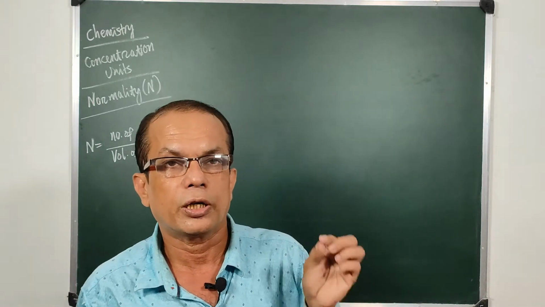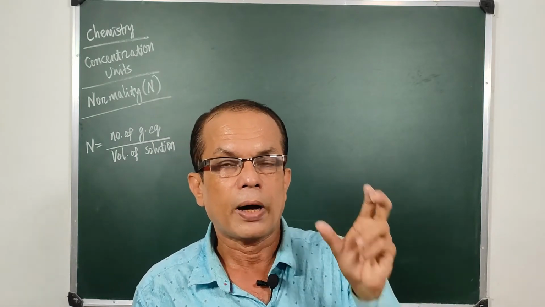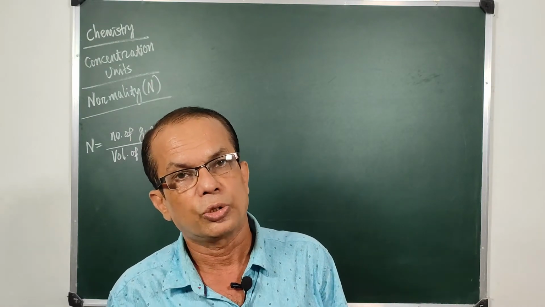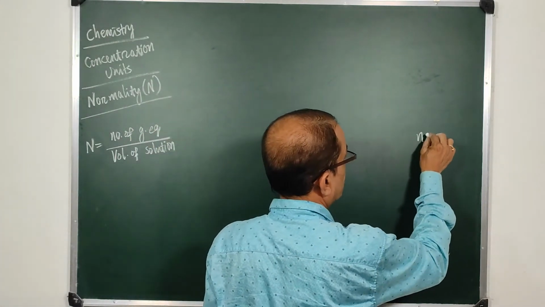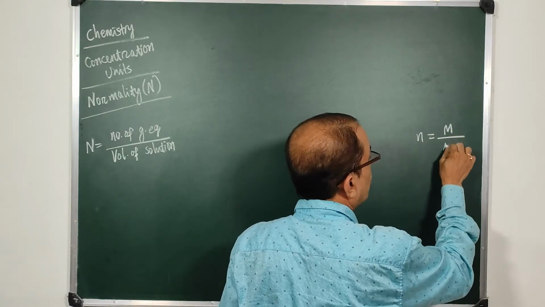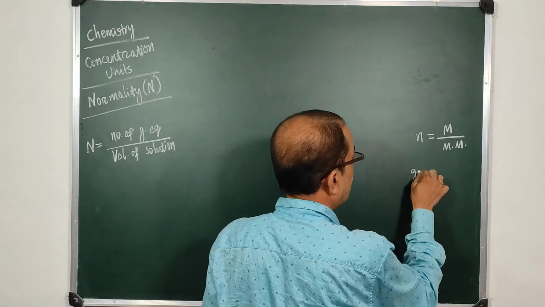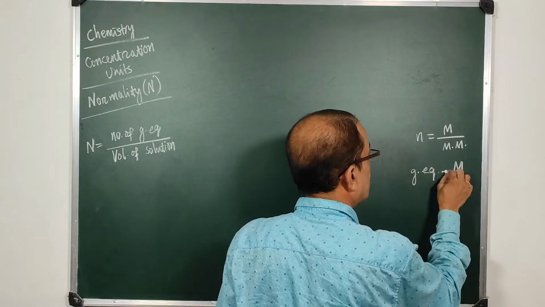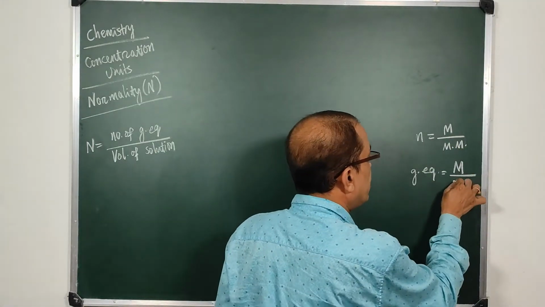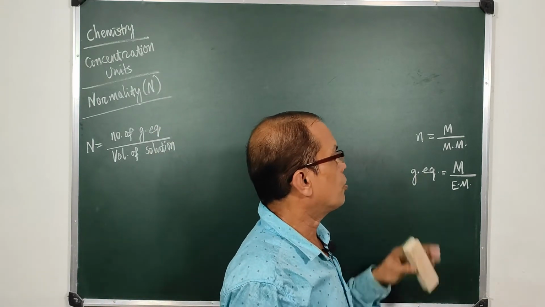In case of molarity we take the number of moles. The number of moles is found by dividing the actual mass of the solute by its molecular weight. So the formula looks like: number of moles is the mass of the solute divided by the molecular mass. So it is a division of two different masses. But when we find gram equivalents, we take the mass of the solute in the same way, but we do not divide it by molecular mass. Instead we divide it by equivalent mass. So actual mass divided by equivalent mass gives the number of gram equivalents.